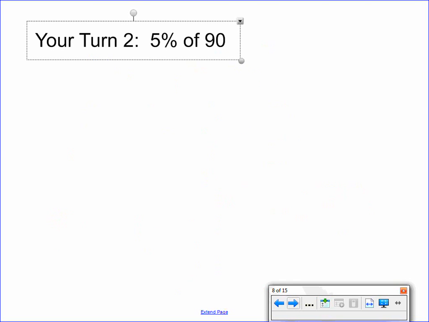We'll try another one here. Your turn. This is 5% of 90. So go ahead and pause the video again. Go ahead and try it out on your own and hit play when you guys are ready to see the answer.